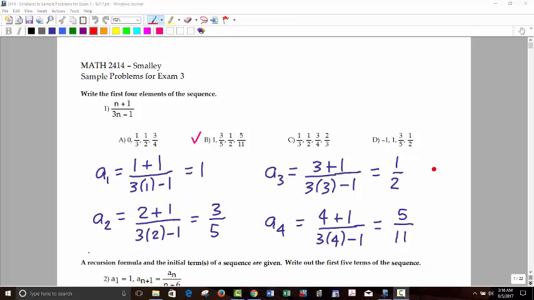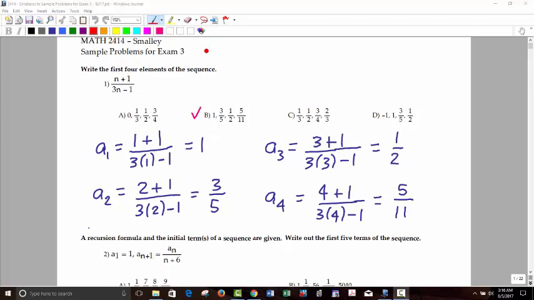This video is for the sample problems for exam 3 on sequences and series. So let's go through these problems. The first one here, pretty straightforward. Write the first 4 terms in the sequence.